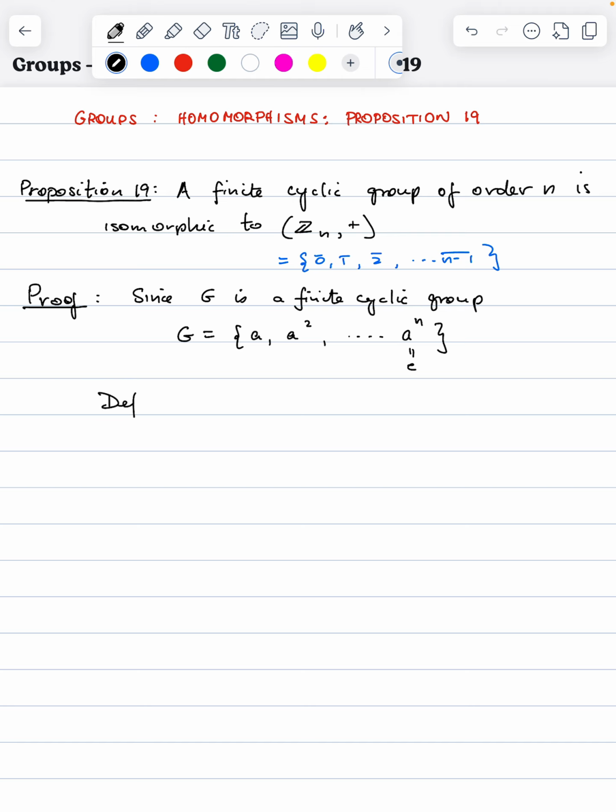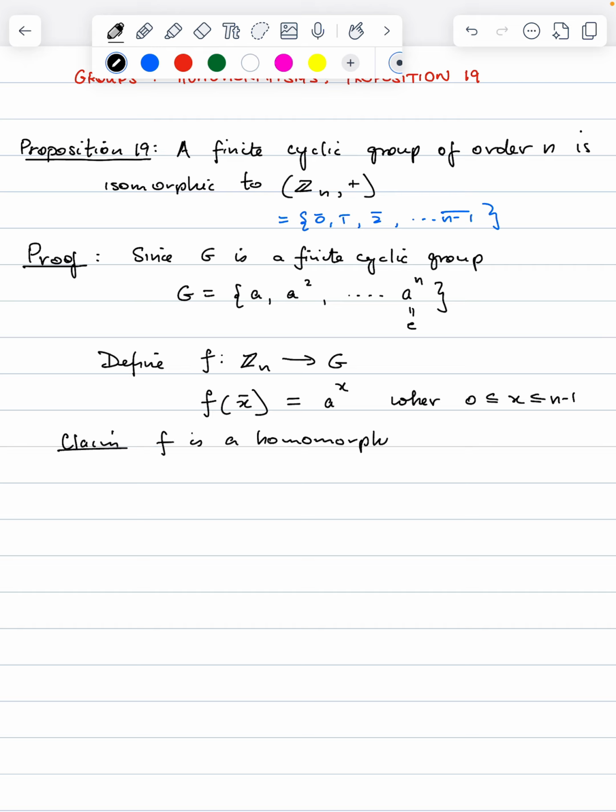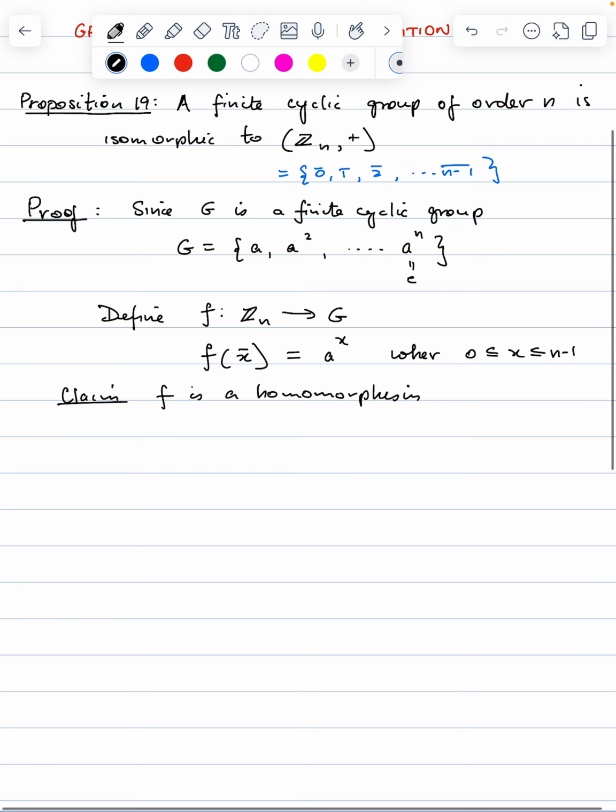So we'll define a homomorphism f from Zn to G in this manner. Every element x bar in Zn can be mapped to a to the x, where 0 is less than or equal to x, less than or equal to n minus 1. We will first prove that f is a homomorphism. Then we will prove that it is one-to-one and onto. Onto is always fairly straightforward, and that will establish that f is an isomorphism.